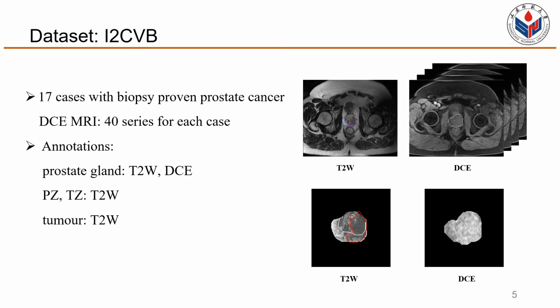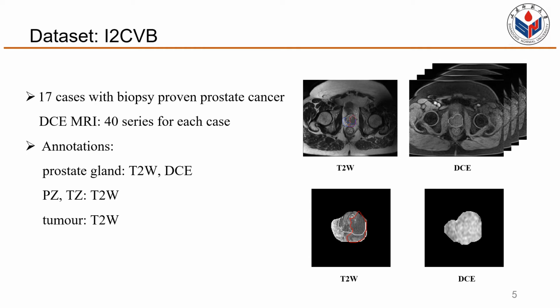The right figure shows the images of one case. The top row shows the original T2-weighted MRI images and the DCE series. The DCE MRI contains 40 series for each case. And the bottom row shows the annotations provided by the radiologist. For T2-weighted MRI, the annotations of the prostate gland, the peripheral zone, the transition zone, and the tumors were provided, and for DCE MRI, the annotation of the prostate gland was provided.